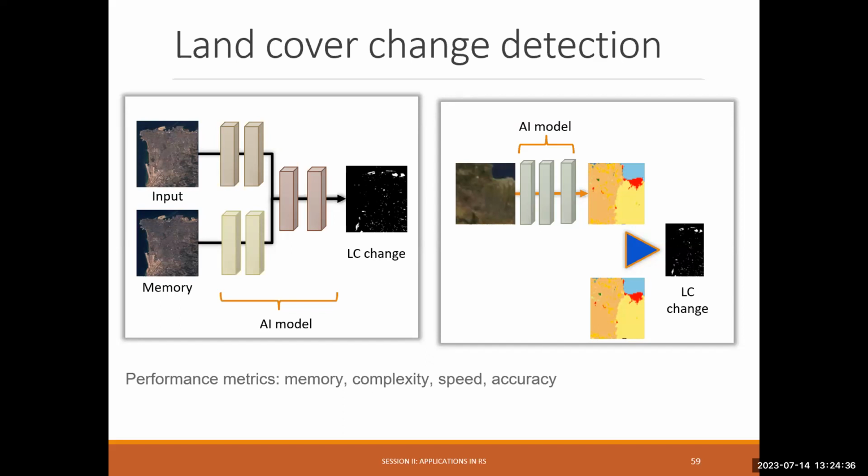So when you try to do a remote sensing based learning technique that is operational, you have, in addition to accuracy, which is always key, aspects like memory, complexity, and how it affects speed and requirements and power consumption and so forth.